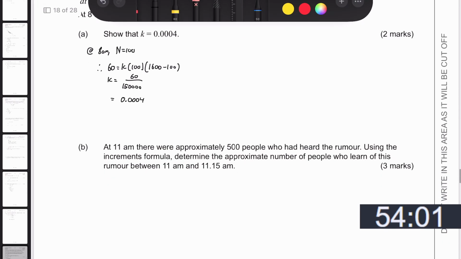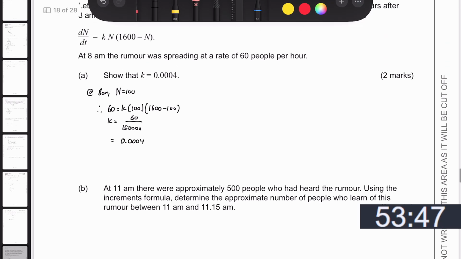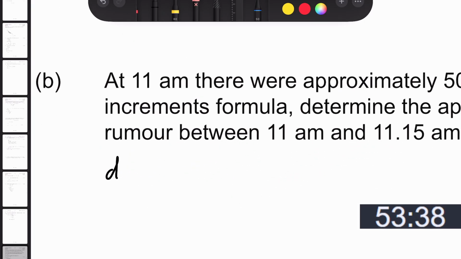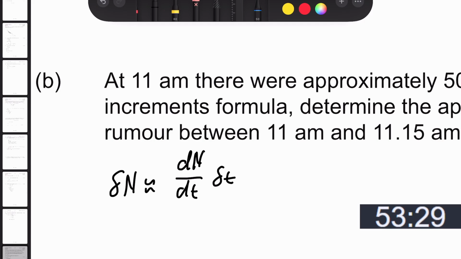At 11 a.m. there were approximately 500 people who had heard the rumor. Using the increment formula, determine the approximate number of people who learn of this between 11 a.m. and 11:15 a.m. Okay, so we know that some change in n is going to be approximately dn/dt times the change in t.